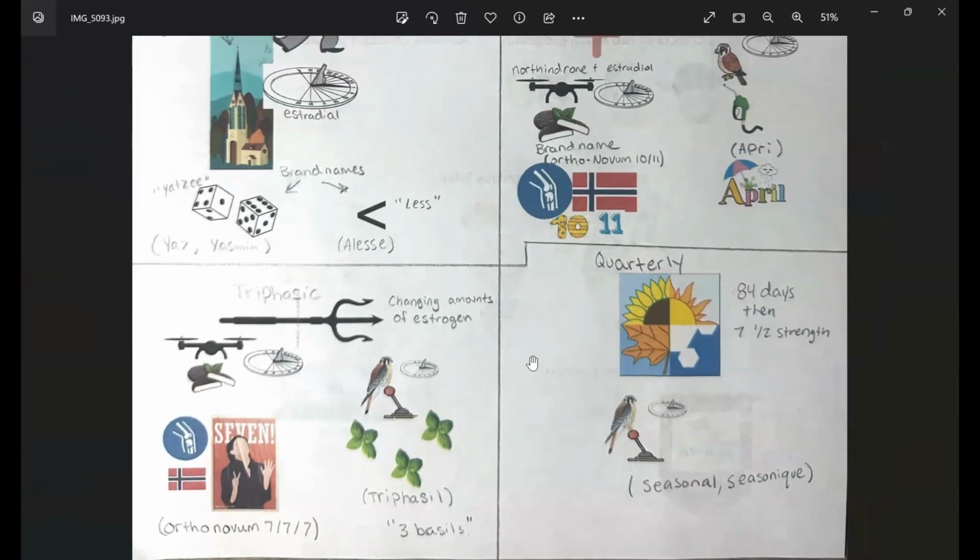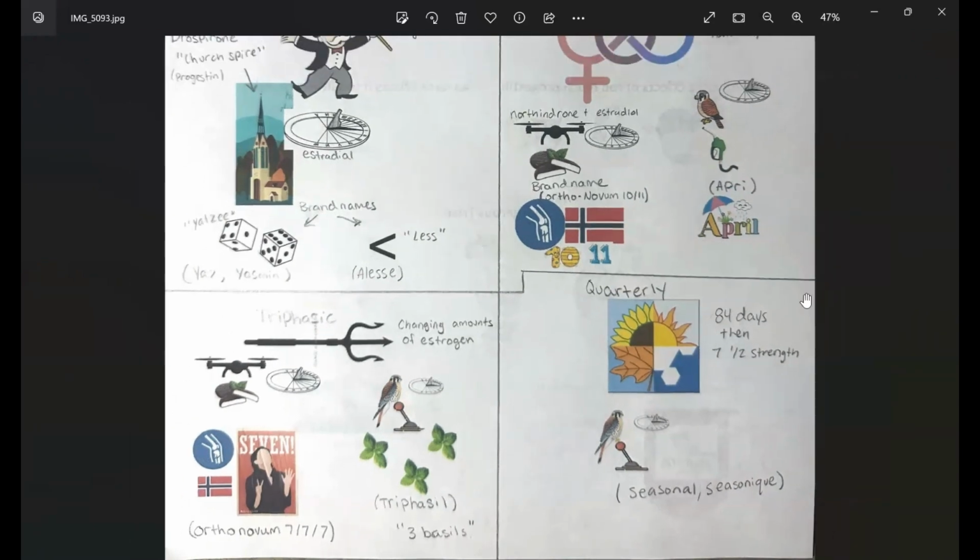There is monthly. I do not have that picture included, so I don't think there's anything super important about it, but I'll move on to quarterly, which is where you take the medication for 84 days and then 7 days at half strength. That's a combination of, again, the levonorgestrel and the estradiol, and the brand name is Seasonale or Seasonique. Those obviously look like the 4 seasons, which also helps you remember that it's quarterly.